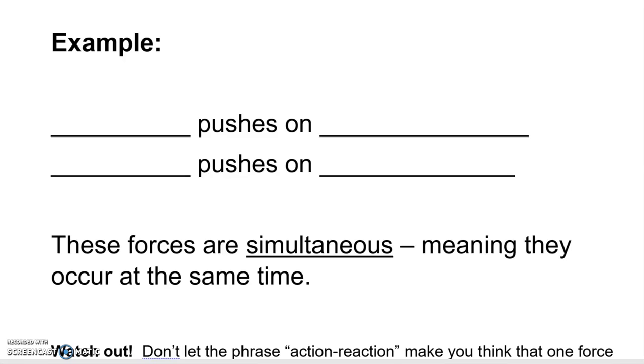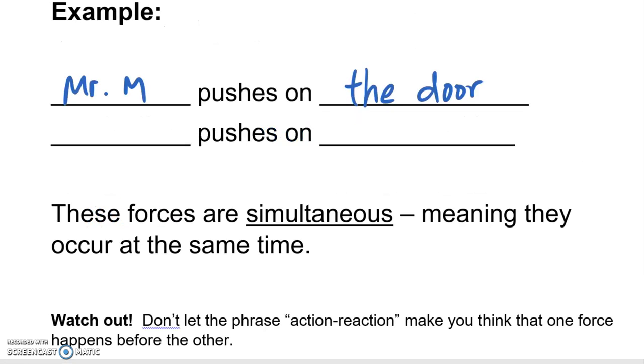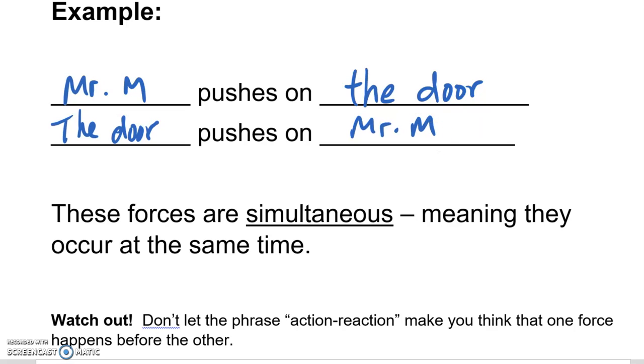And an example, which anyone can do, and I would be doing in class if I were there, is say Mr. Mannix pushes on the door. If that force exists, then according to Newton's third law, there also must be the force of the door pushing on Mr. Mannix. These forces are simultaneous, which means they occur at the same time.